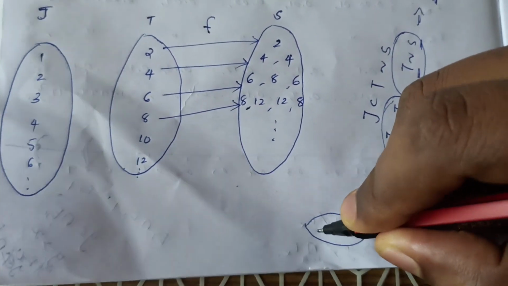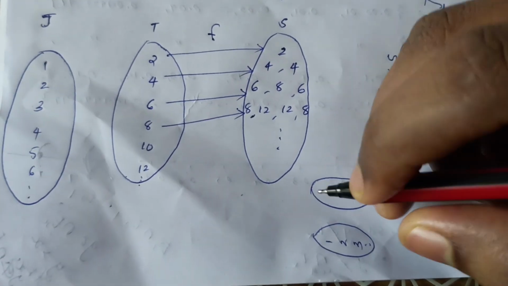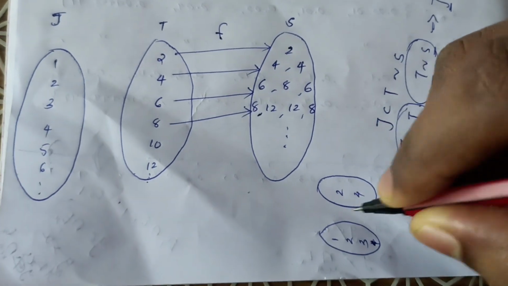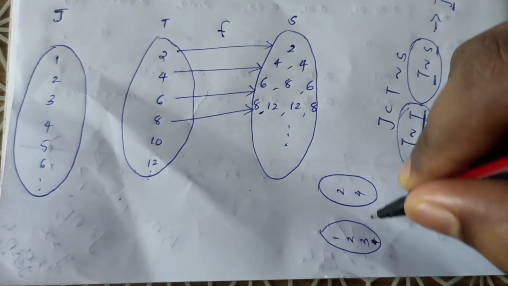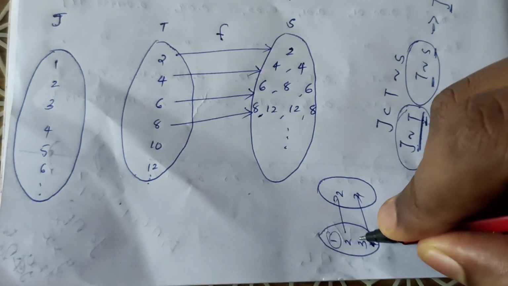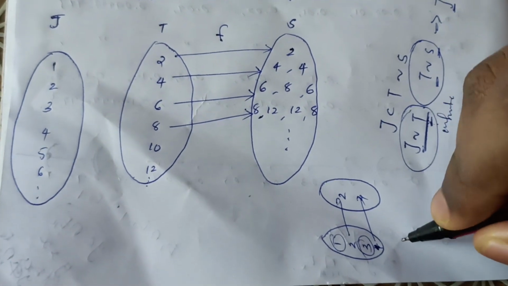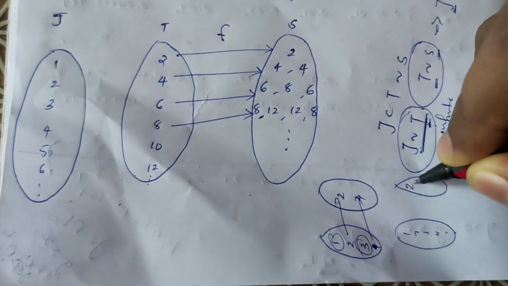Let's look at an example. I am giving 1, 2, 3. This is finite, and here 1, 2, 3, 4. Here we have 2 and 4. Can we find a 1-1 correspondence between them? No, we can never find a 1-1 correspondence. Two elements are left over here.